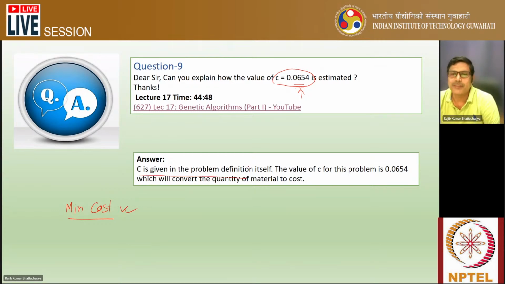In the problem itself it has been defined, and the C value here is 0.0654, and this converts the quantity of material to cost. So in this particular problem, the C value was 0.0654. I hope this is clear.